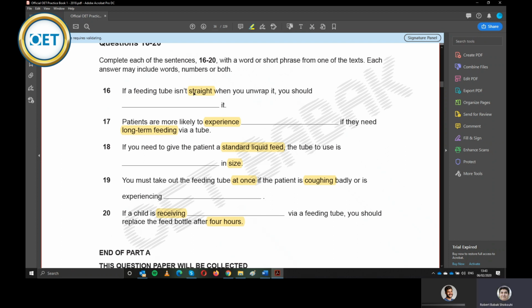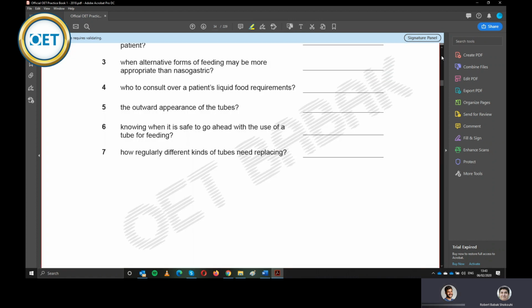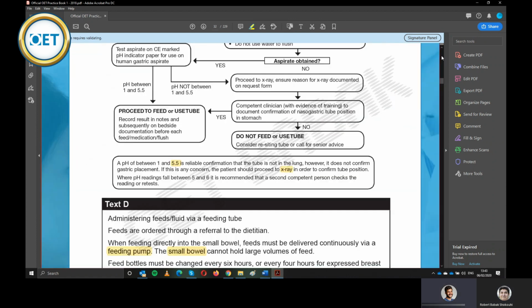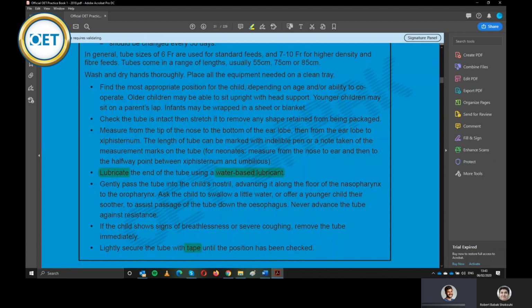If it's not straight when you unwrap it, you should do what? Where can I find this? The feeding tube is not straight when you unwrap it. I think this is procedure 15. Can find, yes, here. See.